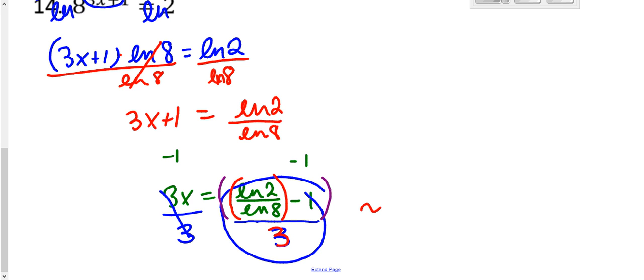When you put that in your calculator properly, you should get negative 0.222. And that's it. So you just have to know when to use ln, when you're dividing, adding, and subtracting, and that's how you solve this problem.